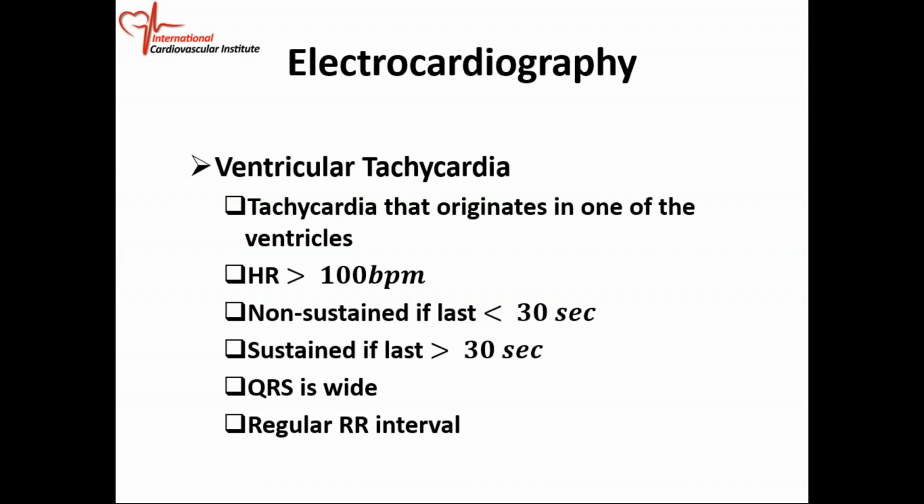But once you have 3 or more PVCs in a row, that's ventricular tachycardia. And remember, the QRS is going to be wide and bizarre, but the R to R interval is going to be regular. The R to R interval in ventricular tachycardia is going to be regular. So if you see a patient, wherever, and they have these wide, bizarre QRS complexes all in a row, and it's very regular, it's probably ventricular tachycardia. Okay.